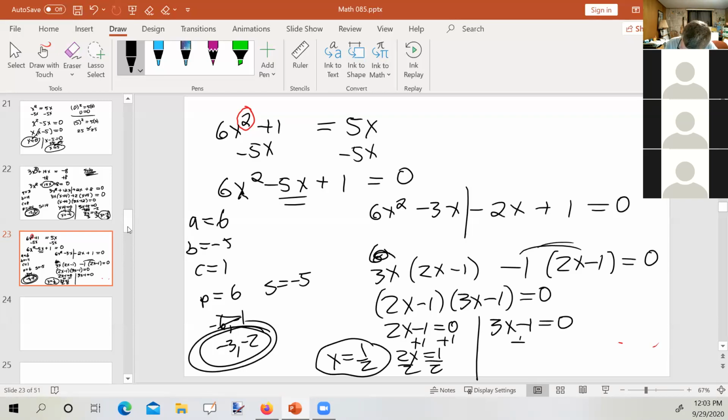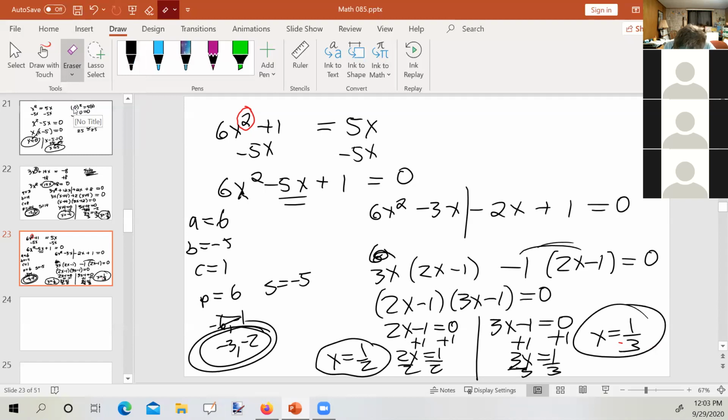3x minus 1 equals 0, add 1 to both sides, 3x equals 1, divide both sides by 3, and x equals 1/3. There appears to be a little sign there. Let's get rid of that. Okay. All righty. Any questions there? No. Okay.